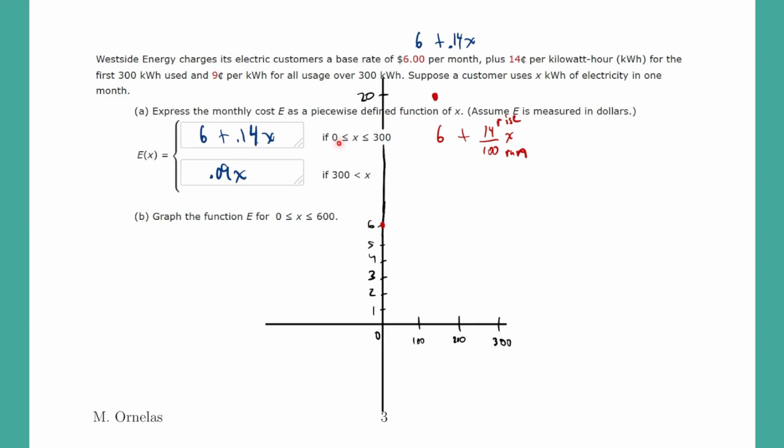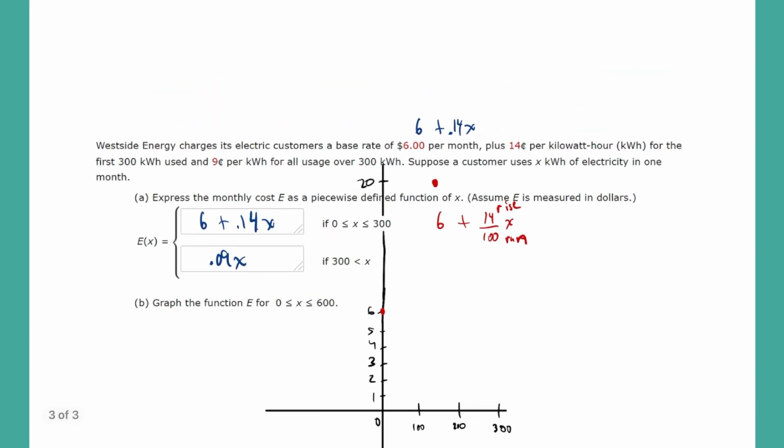And since this is defined between 0 and 300, it's going to just continue this line until you get to 300. Closed circle. At 300, you need a closed circle. So notice it's a closed circle, closed circle. So that's your graph there.